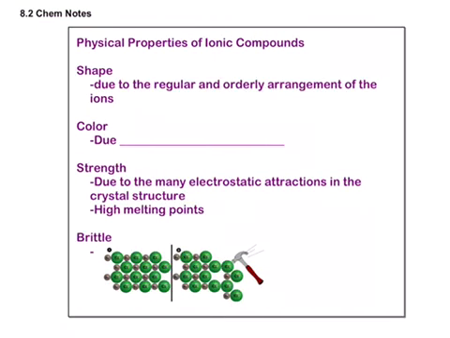So then just some physical properties of ionic compounds. Their shape is very geometric or very orderly because of the alternating arrangement of the positive and negative ions. The color, any color that you would see in an ionic compound is going to be due to any transition metal.